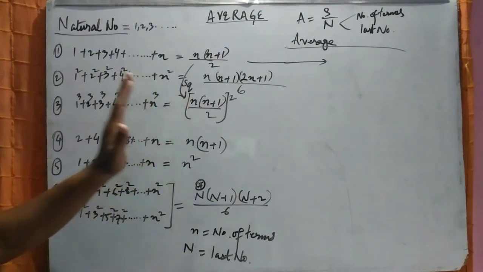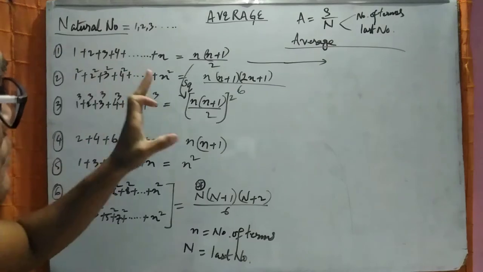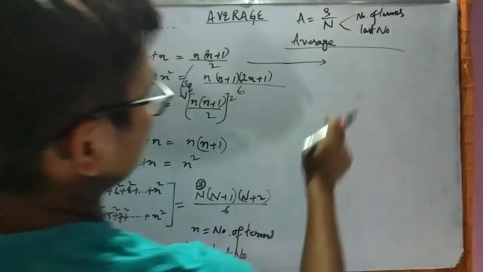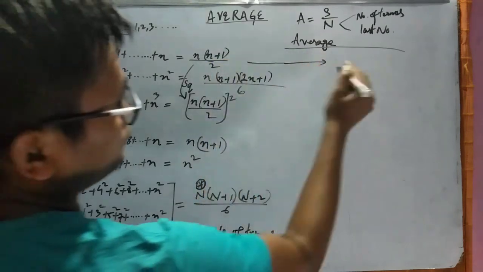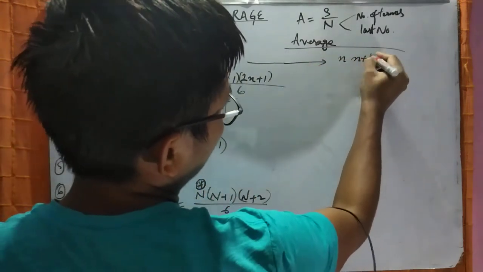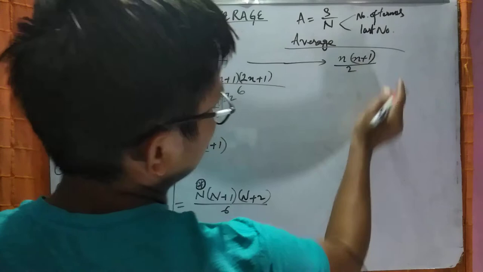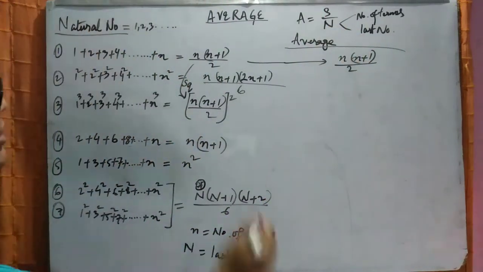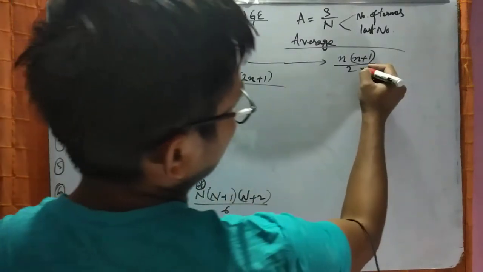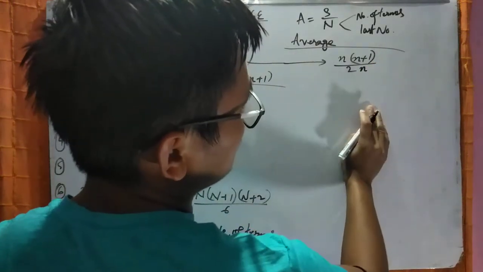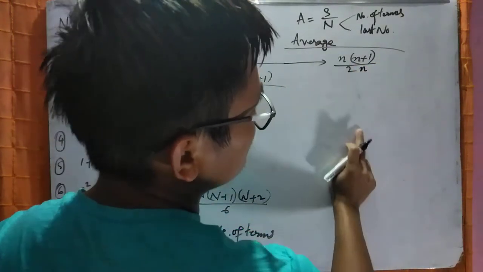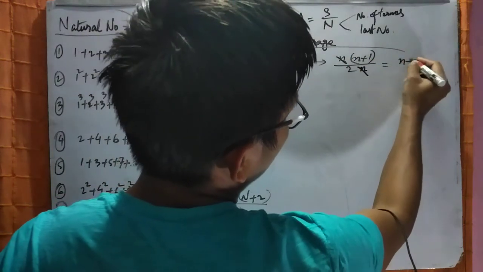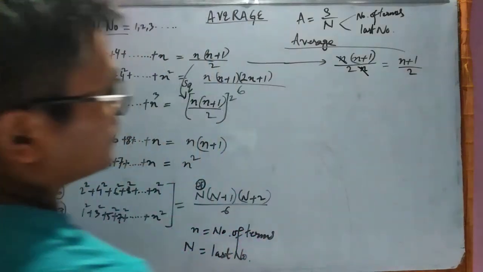The average of n consecutive natural numbers is the sum divided by the number of terms. The sum formula is n(n+1)/2, and the number of terms is n, so the n cancels and the average is (n+1)/2.